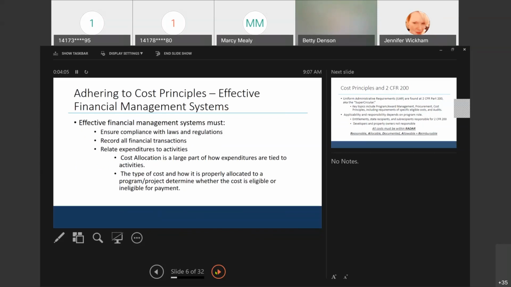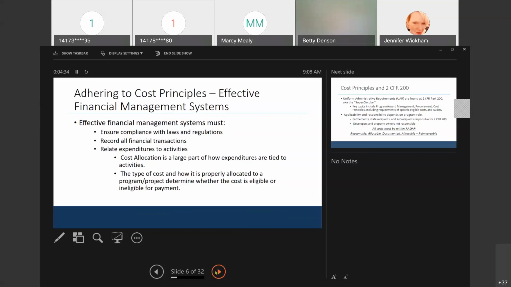The effective financial management system, of course, must ensure that it's in compliance with laws and regulations. Of course, these laws and regulations are those under the Housing and Community Development Act, and they are also relevant to the Federal Register notices, the specific Federal Register notices that govern these allocations.